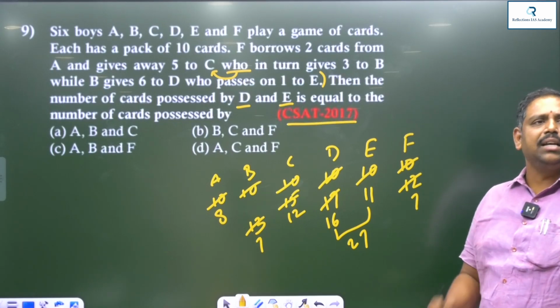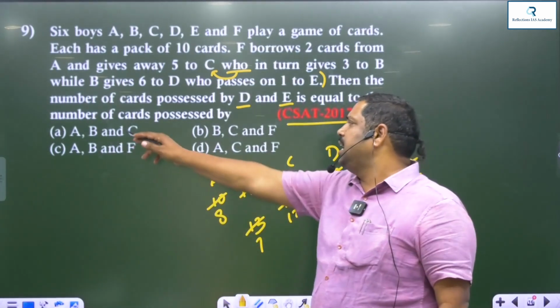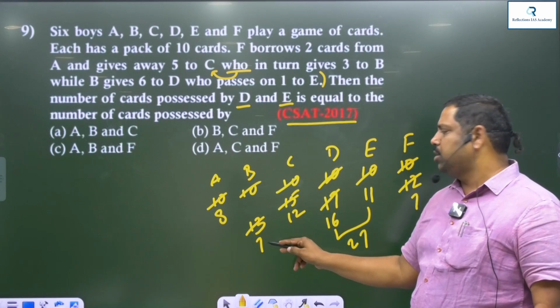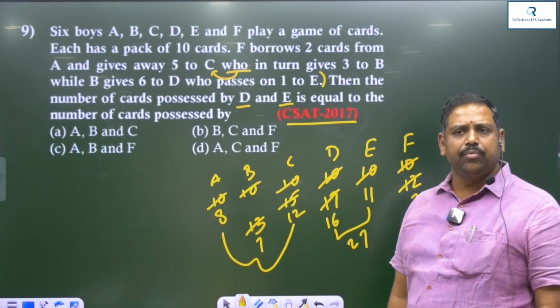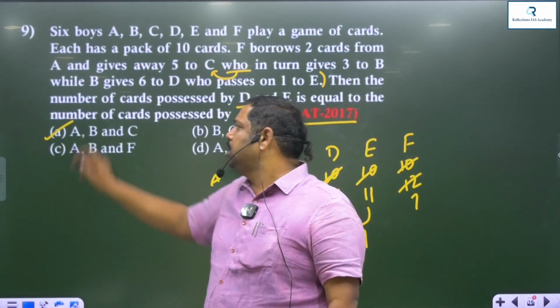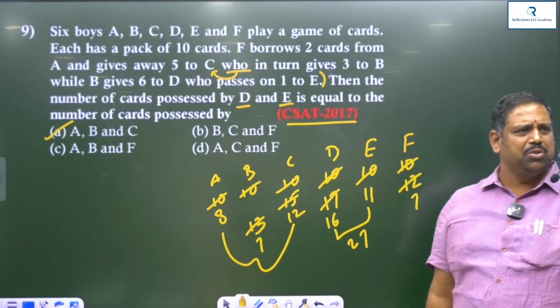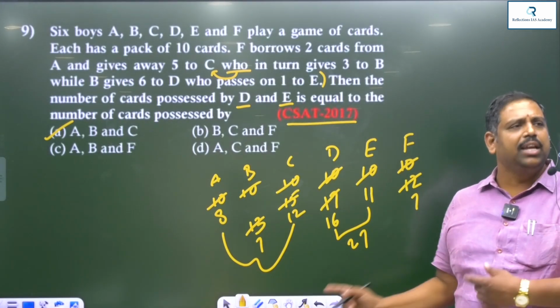27. He is asking where you will get 27 again, right or wrong? Okay. First option, verify A, B and C. 8 plus 7 is how much? 15 plus 12 is how much? Yes, undoubtedly. Okay. So the answer is which option here? Yeah. So CSAT 2017.